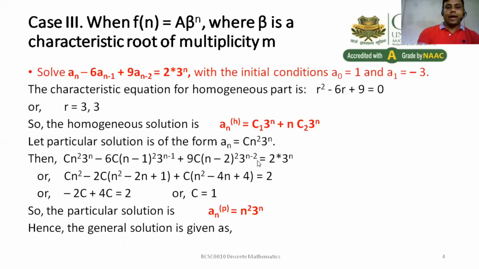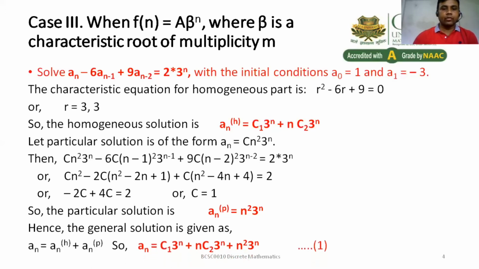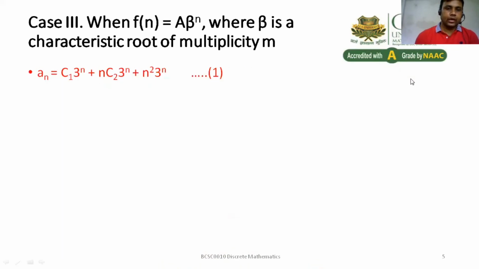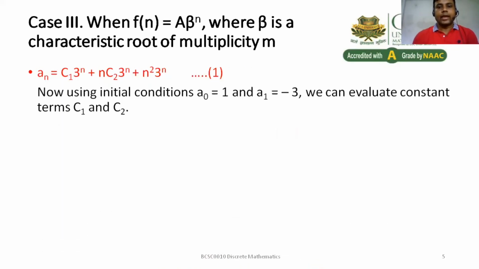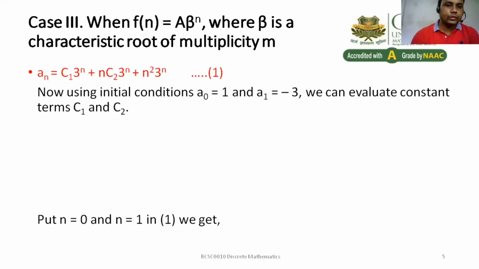After that we can write the general solution, which is given as the sum of the homogeneous solution and the particular solution. Therefore it will be this one. Since in this example we are provided with initial conditions, a0 equals 1 and a1 equals -3, we can evaluate the constants c1 and c2 by putting these initial conditions in the given equation 1.